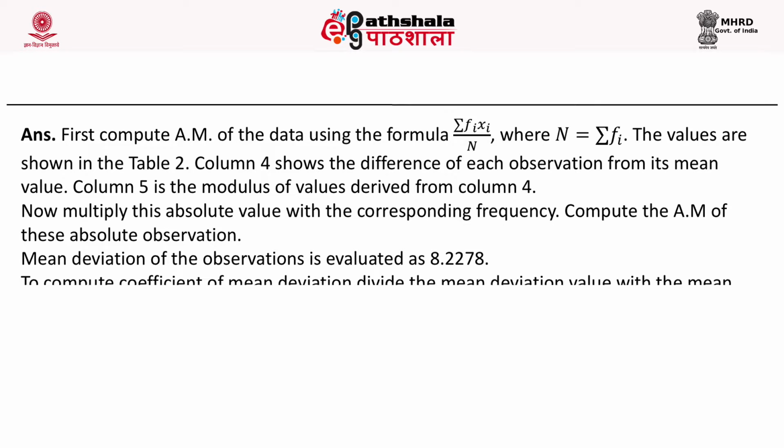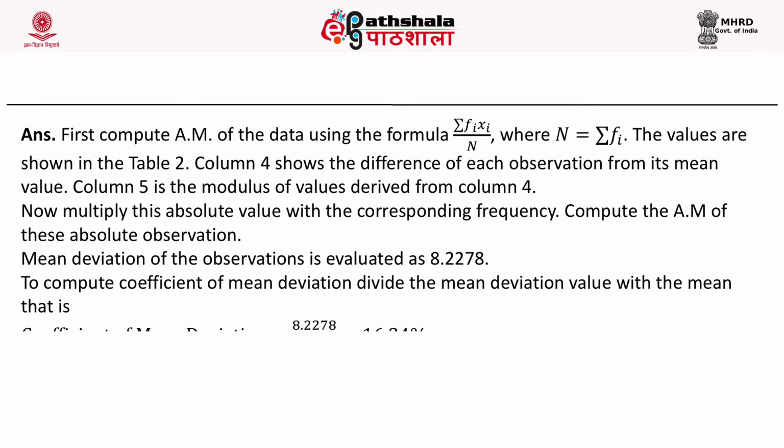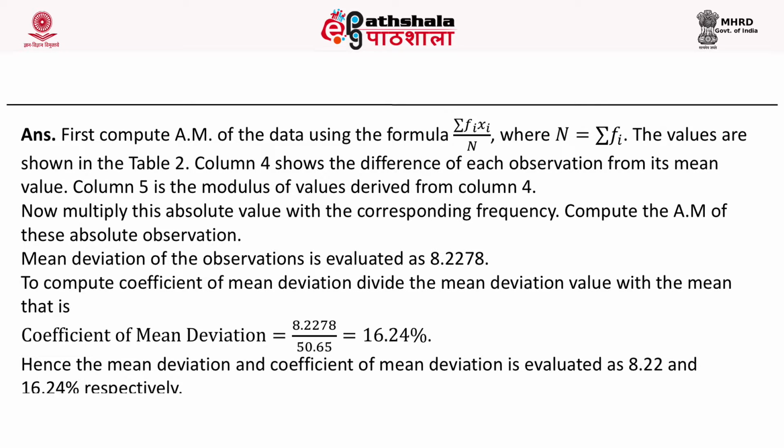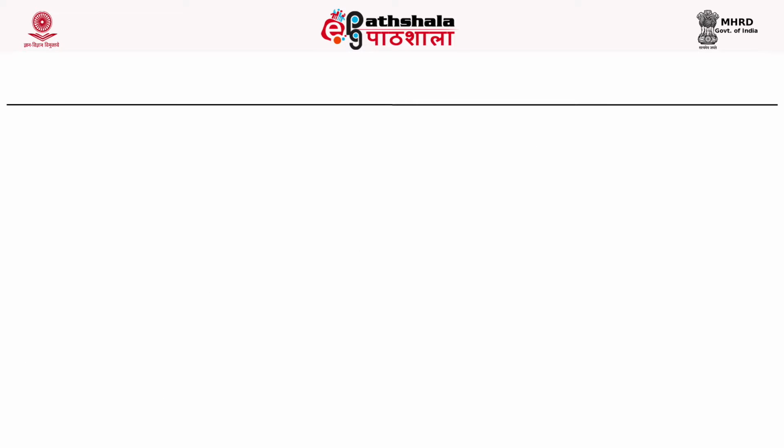Now compute these absolute values with the corresponding frequency, and compute the arithmetic mean of these absolute observations. The mean deviation of the observations is evaluated as 8.2278. To compute the coefficient of mean deviation, divide the mean deviation value by the mean, so the coefficient of mean deviation is 8.2278 divided by 50.65, and the answer comes out to be 16.24.